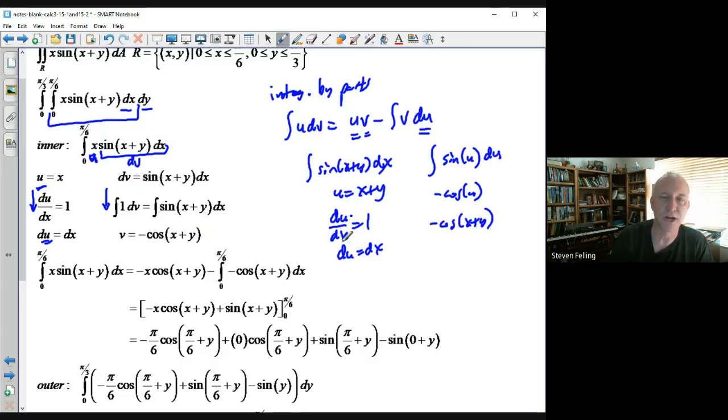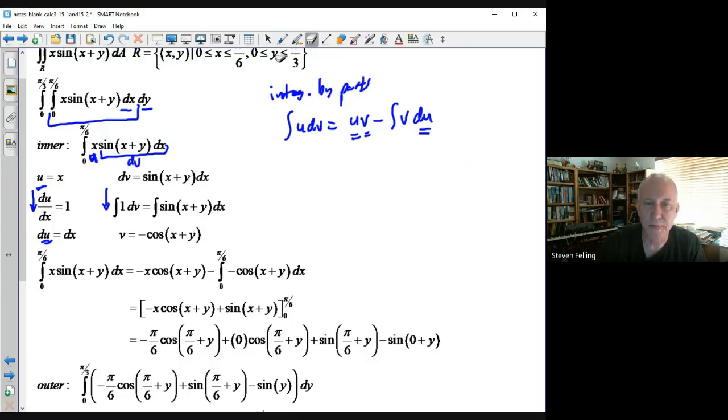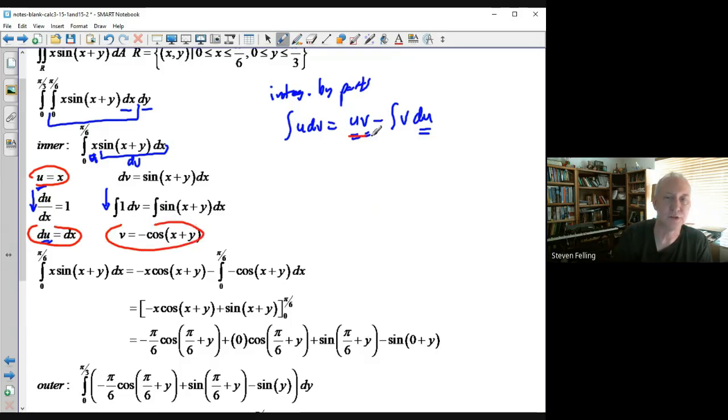In other words, there's no fraction that has to get pulled out here, because this doesn't participate in the derivative part. So it's fine to just write this as negative cosine of x plus y without having to show this u substitution. Okay, so now I have my u, I have du, and I have v, and these things get substituted into the integration by parts expression.